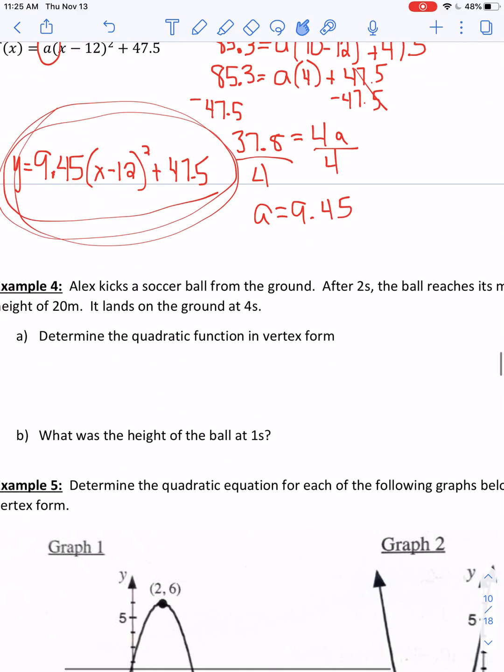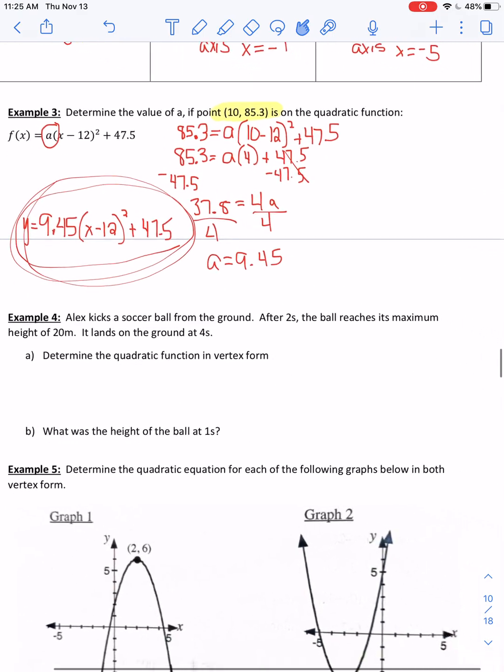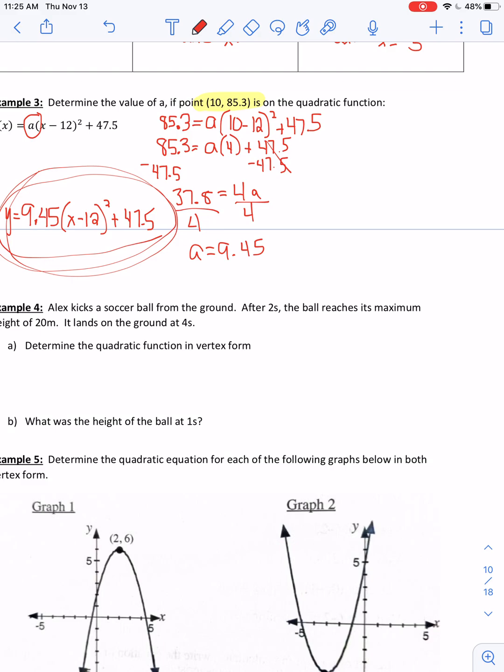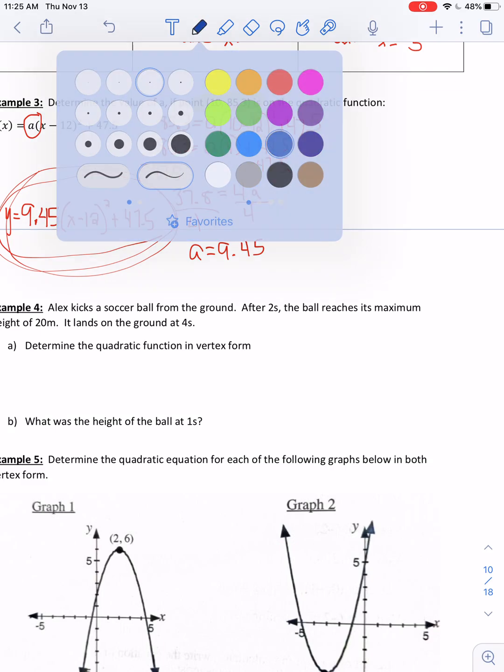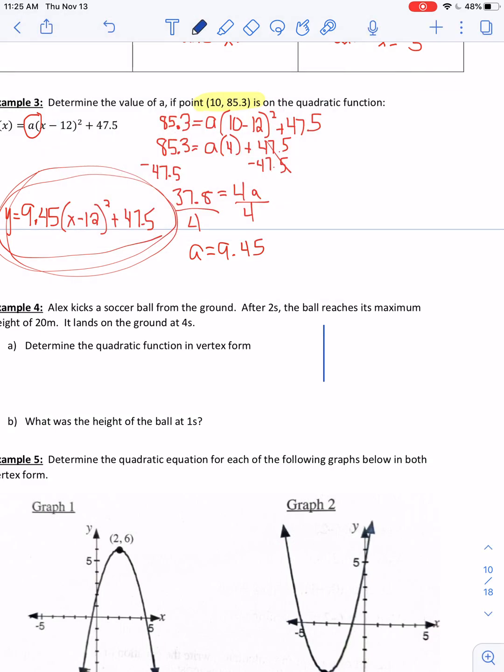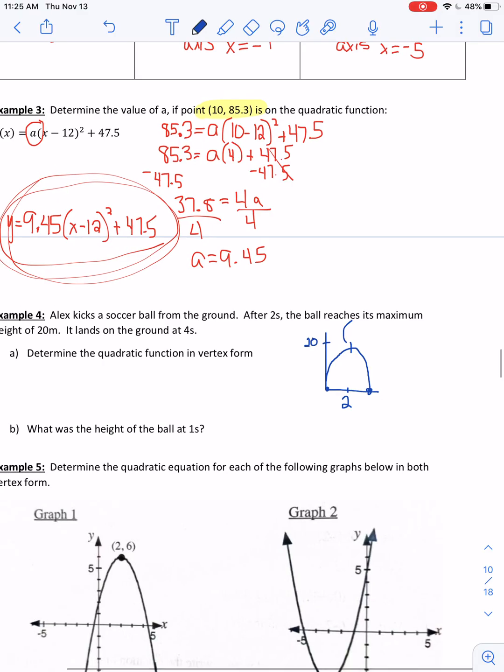All right, example 4. Alex kicks a soccer ball from the ground. After 2 seconds, the ball reaches its maximum point. So here goes the soccer ball. It starts on the ground at 2 seconds. So that would be like your axis of symmetry. It reaches its maximum point of 20. So right away, we know our vertex when x is 2, y is 20.